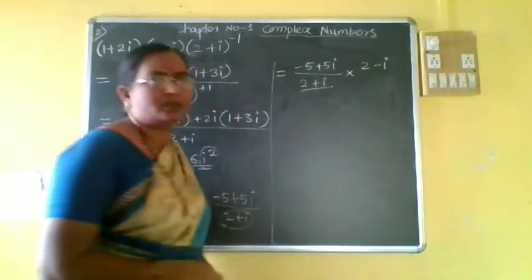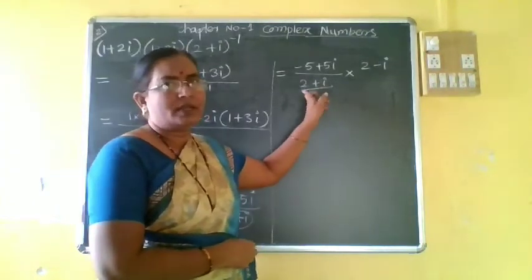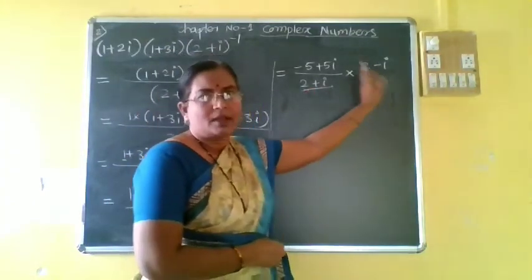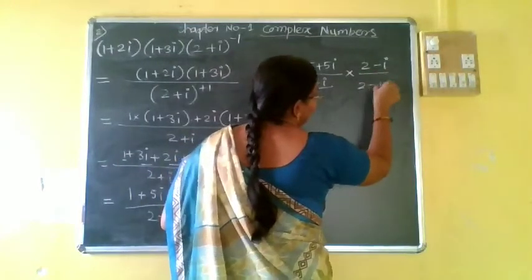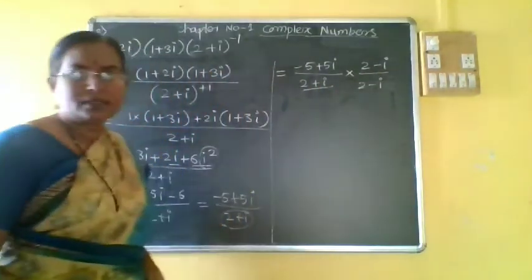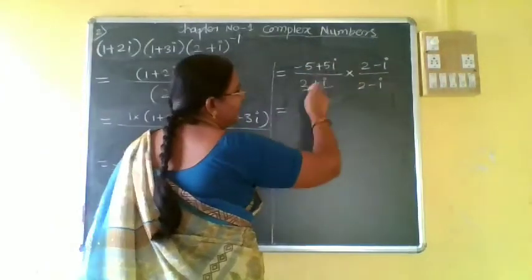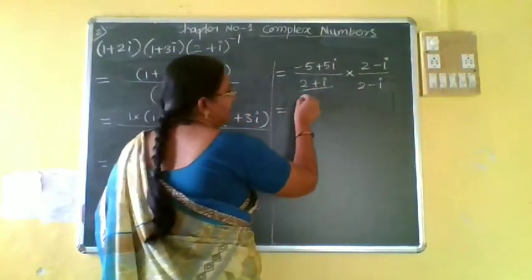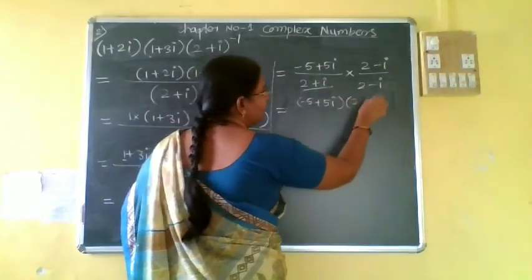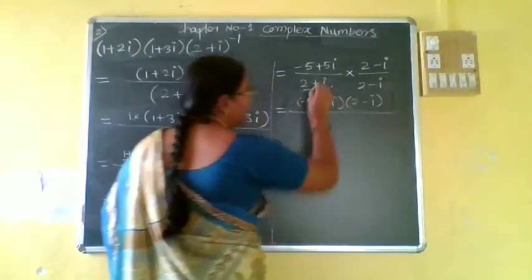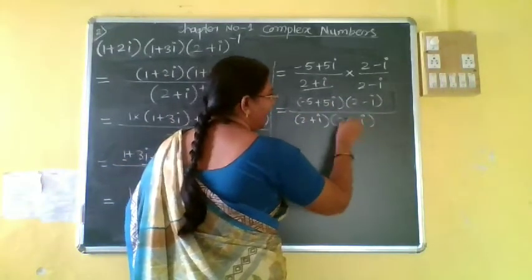The complex conjugate of this complex number, 2 plus i, is 2 minus i. Multiply and divide by the conjugate of the complex number. Then perform the multiplication of these two, numerator and denominator. Minus 5 plus 5i into 2 minus i, divided by 2 plus i into 2 minus i.